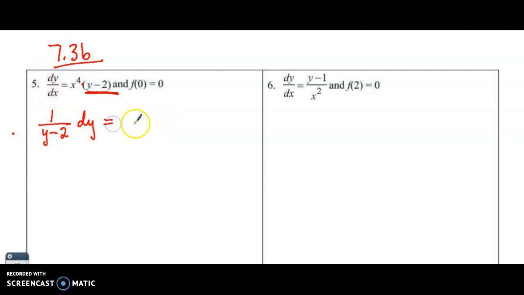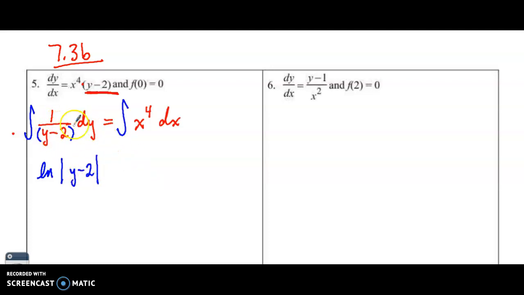And in a similar manner, we want to leave x to the fourth over here because that's your x term. So multiply dx to the right side. So now we're able to do the integral on both sides. Now on the left side, notice that y minus 2 is in the denominator. And it's been a while since we've done this, but the integral of that is natural log of that quantity of y minus 2.